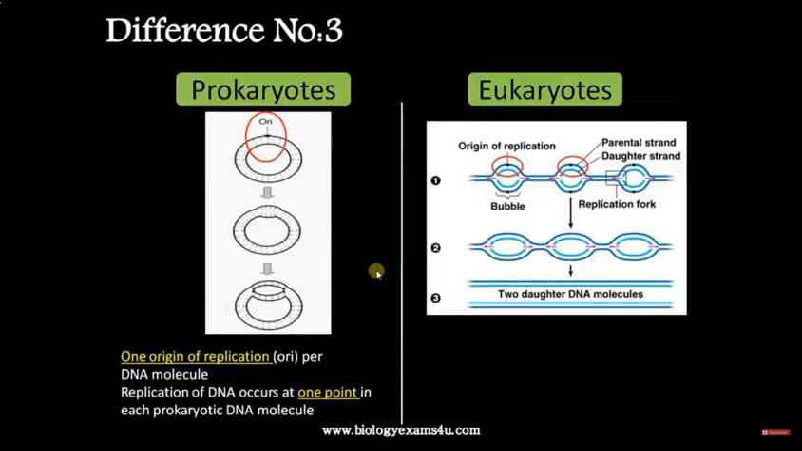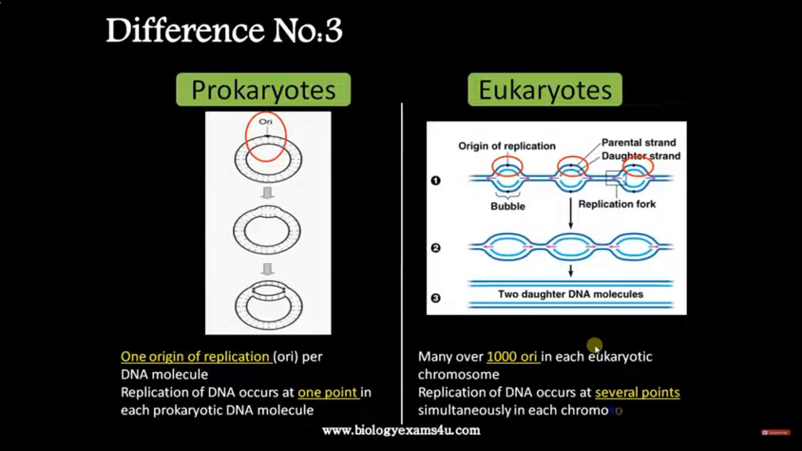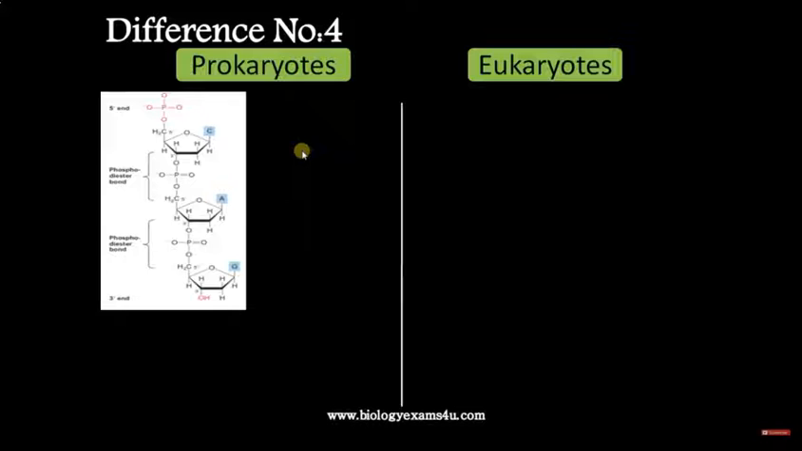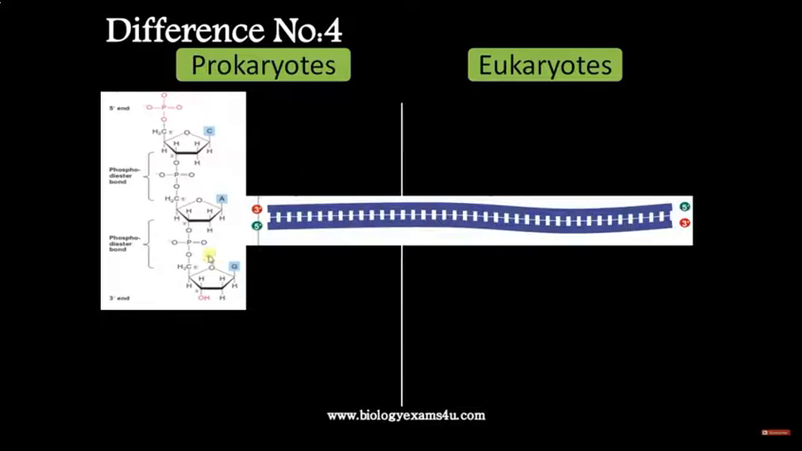Many ORIs are present. You can see these are the origins of replication, where DNA replication starts. Thousands of ORIs are present in each eukaryotic chromosome, and replication occurs at several points in all these ORIs simultaneously in order to replicate this large amount of DNA.